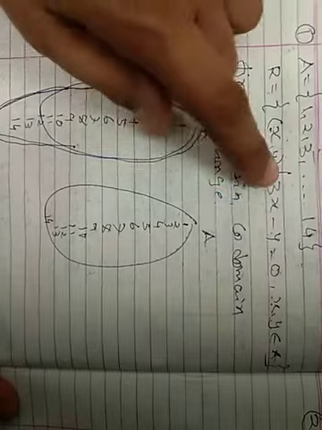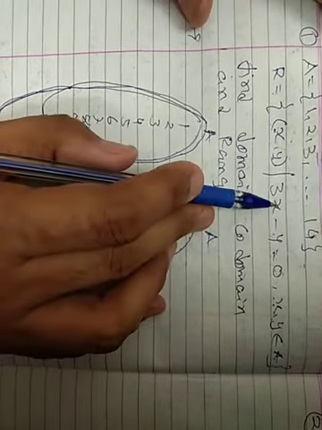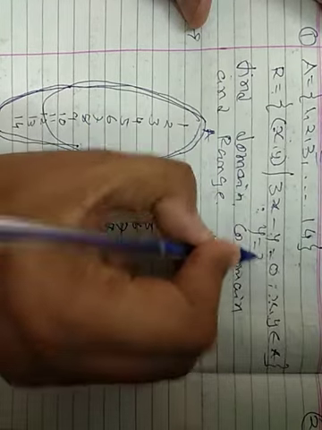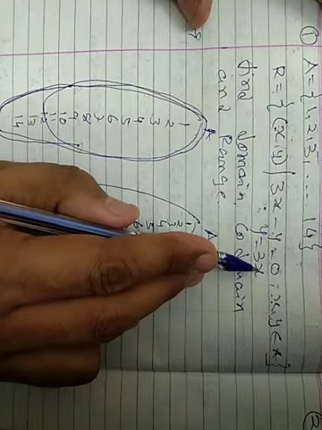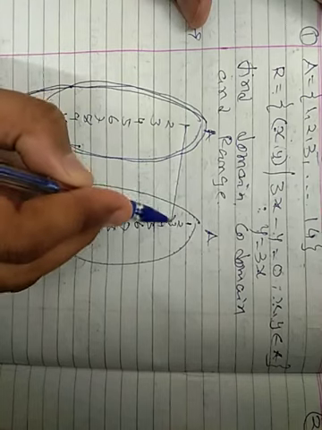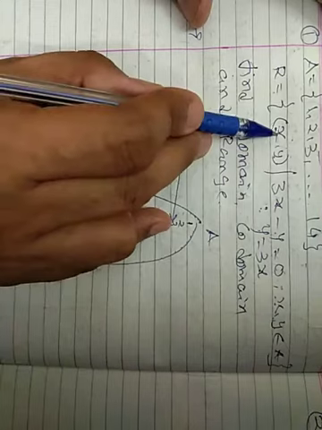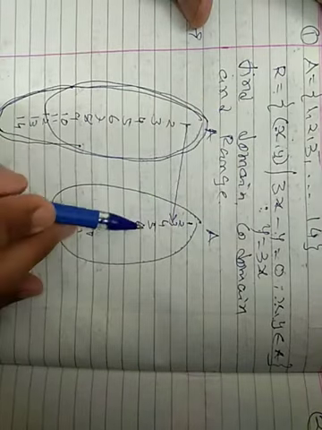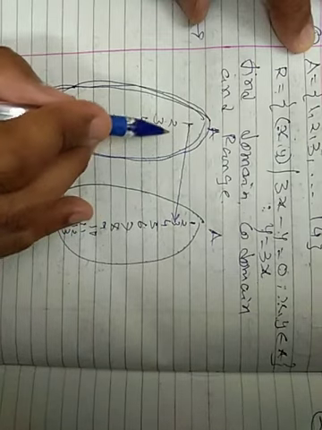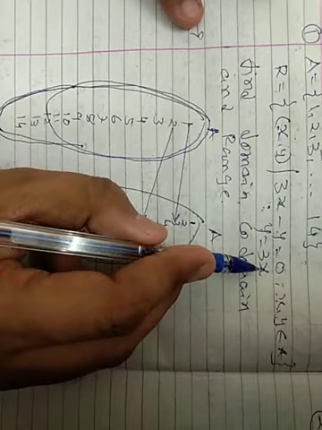Very simple sum. 3x minus y equal to 0. Let x be equal to 1. Therefore, y is equal to 3x. X equal to 1, then y equal to 3. Okay, this is the Venn diagram. X equal to 2. X is from here and y from here. X equal to 2, then y equal to 6. X equal to 3, 3 3s are 9.